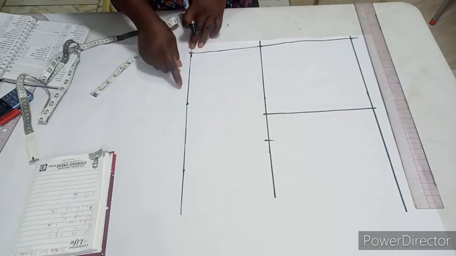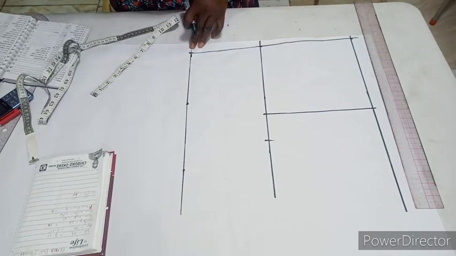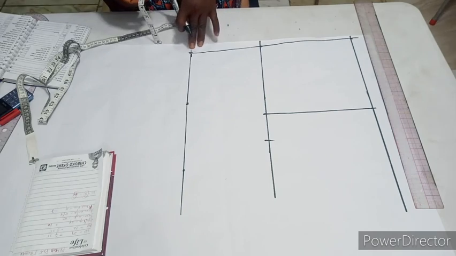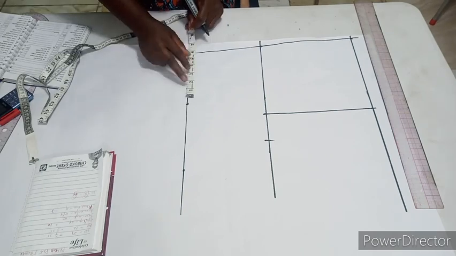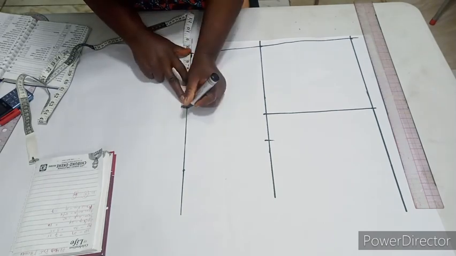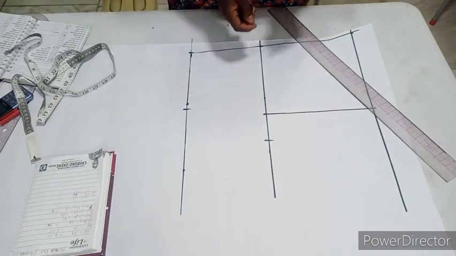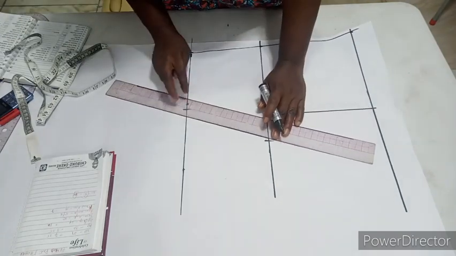So on my knee line, the round knee is 14 divided by 2 will give me 7. So I'll mark out my 7. Please note that there is no allowance for the front part.